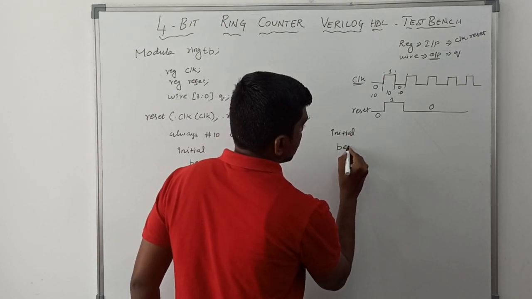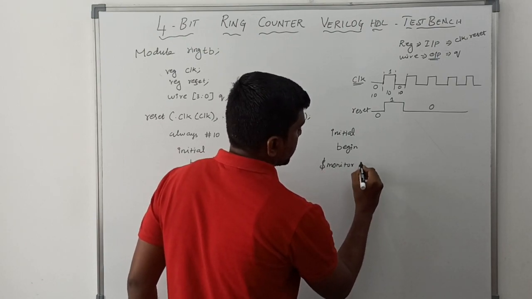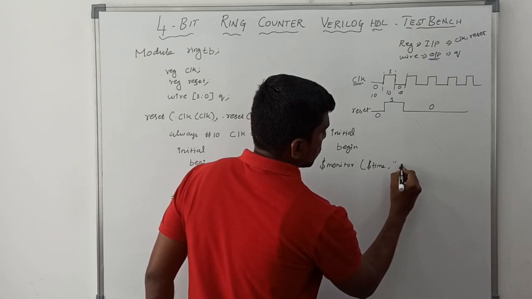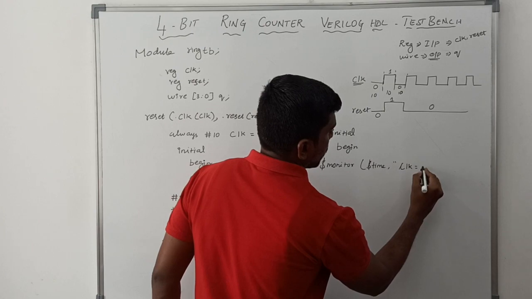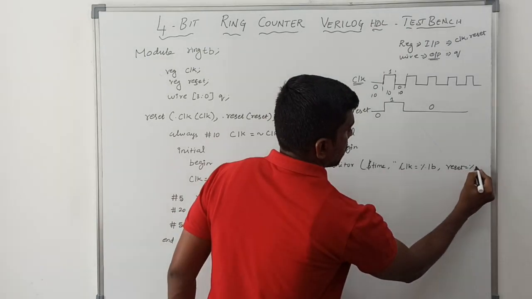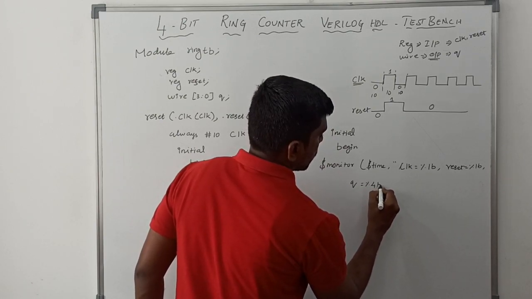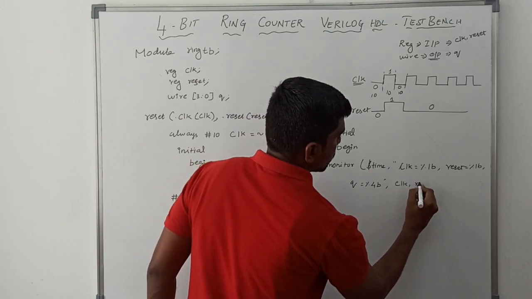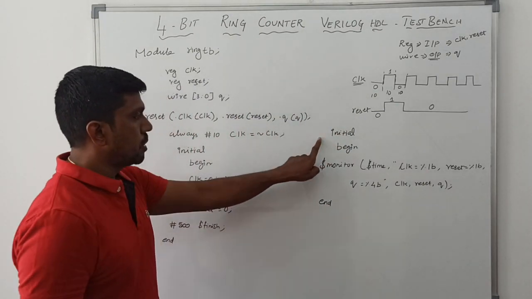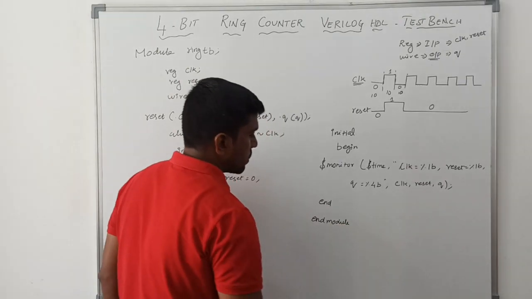Initial, then begin. So $monitor. This command is called to monitor the result. Then $time. Here the first signal is clock, clock equal to %1b. Then the second signal reset, %1b. Then Q is a 4-bit value, %4b. Then clock, reset and Q. Then close with begin and end, and the final instruction is end module.